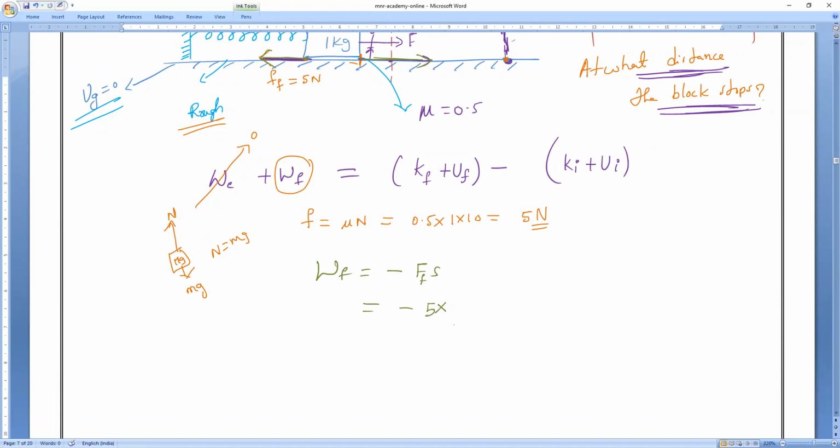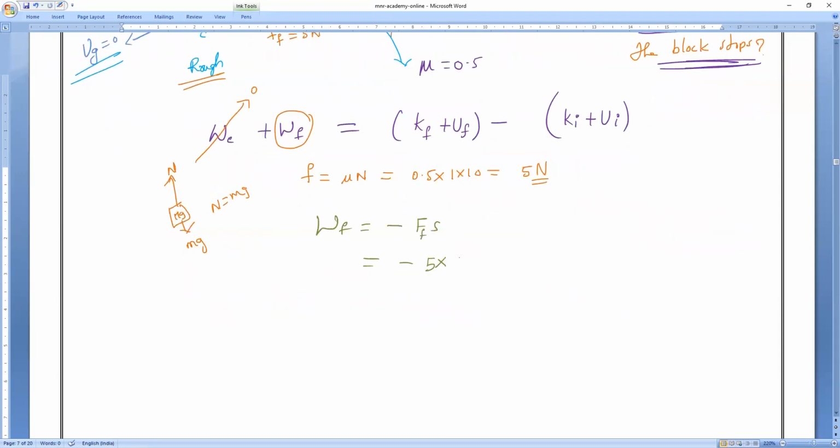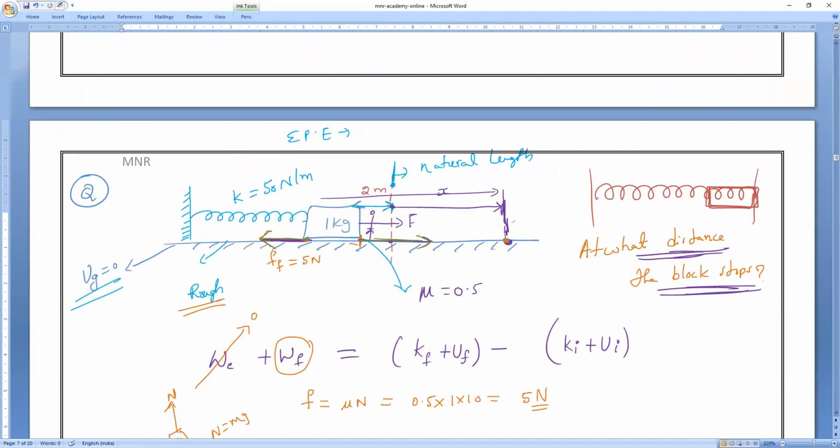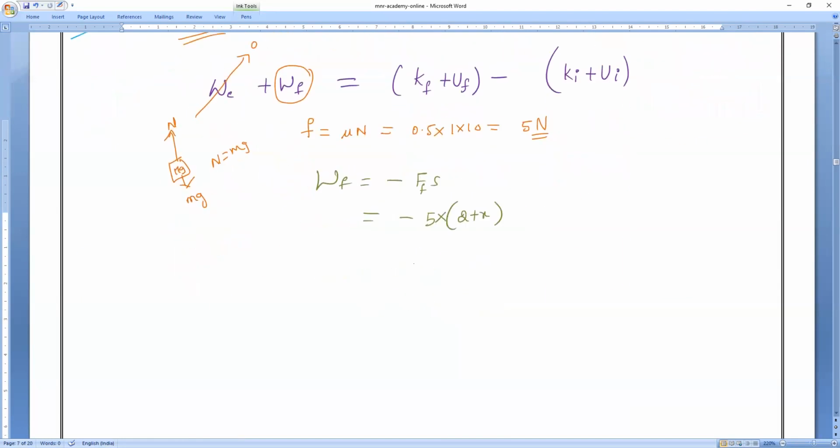And the displacement, what is the displacement? Can you tell me the total displacement? Check it, everyone: 2 meters plus x. So 2 meters, 2 plus x. Am I right? Understanding? Everybody? So work done by frictional force is equal to, now check it, everybody.